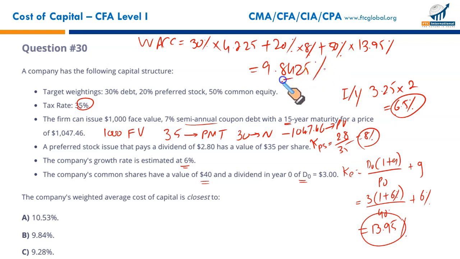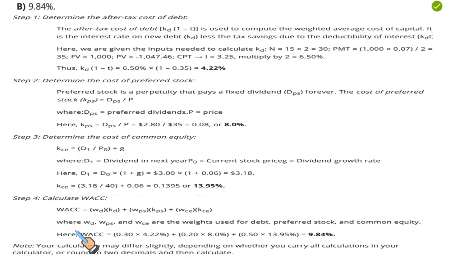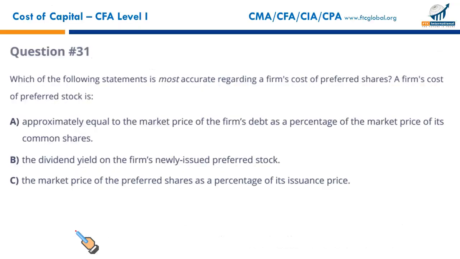9.8425, since we need to give the result up to 2 decimal places, 9.84. That is your right answer, B. See, long working. Somehow we got there.